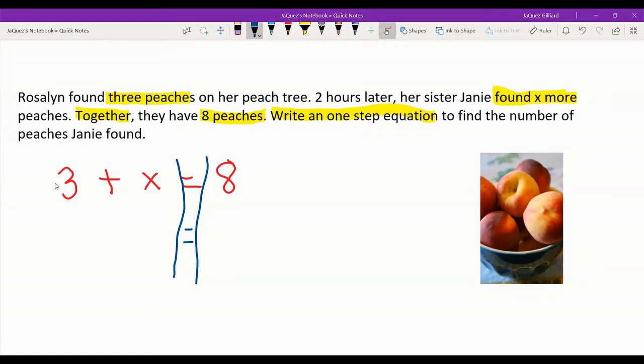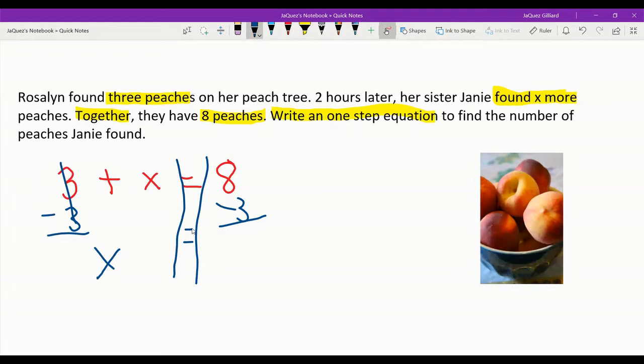In this case, it's positive 3. So the inverse of positive 3 is negative 3. So we're going to subtract 3 on both sides. So subtract 3 here, and I'm going to subtract 3 over here. Oops, I didn't mean to write that big, but that's okay. 3 minus 3 is 0. Bring down your X.